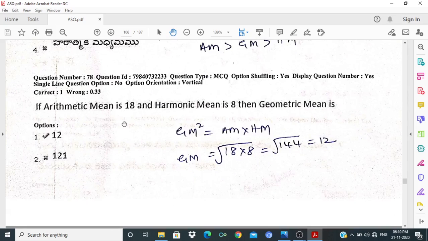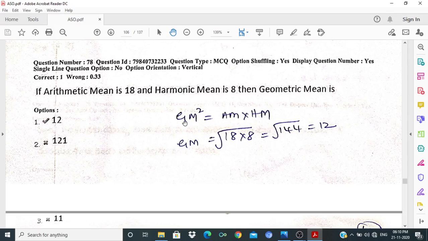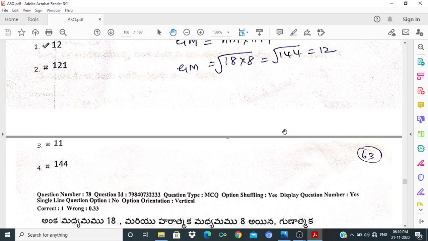If the arithmetic mean is 18 and the harmonic mean is 8, then what is the geometric mean? We have the formula GM square is equal to AM into HM, or GM is equal to root of AM into HM. We can get it directly. Root of 144 is 12.